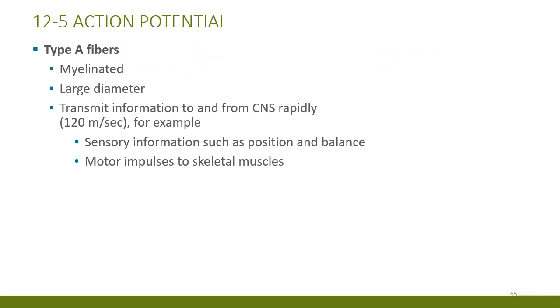A type A myelinated fiber is large in diameter. It transmits information to and from the central nervous system rapidly. Okay, so from the CNS rapidly at 120 meters per second. That's like over 200 miles per hour. So for example, a sensory input such as balance and posture needs to be fast to give information to the brain to restore balance. And also motor impulses to the skeletal muscles to move.